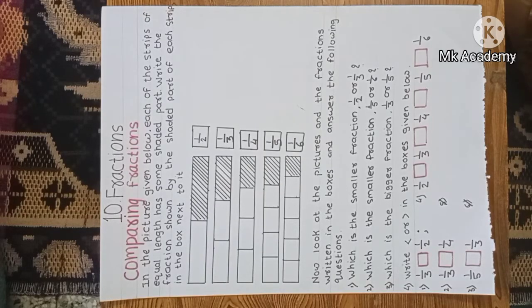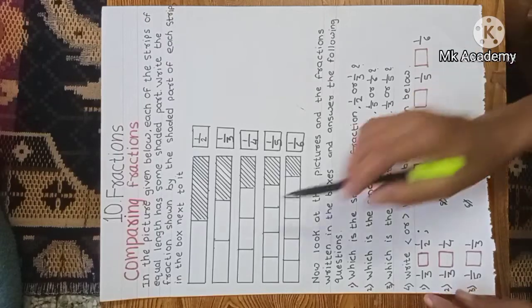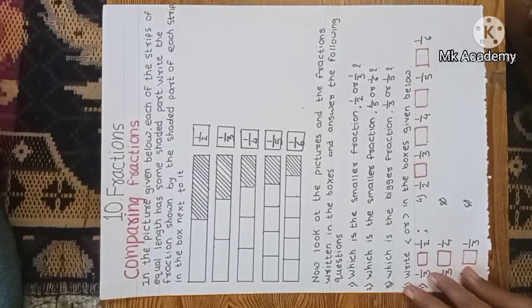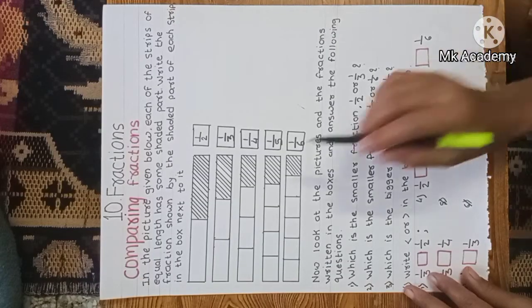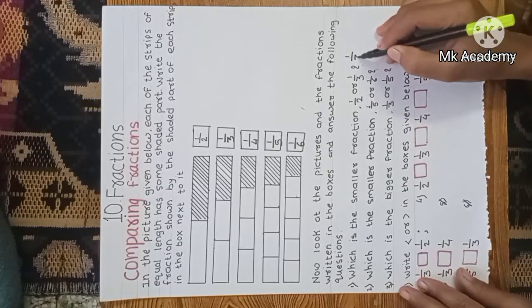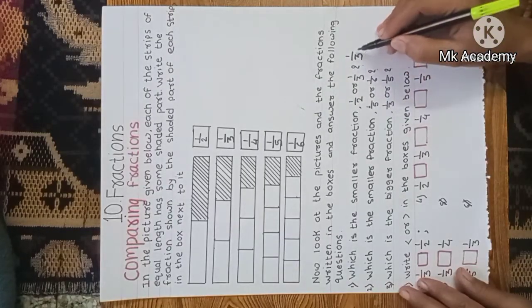Now look at the picture and the fractions written in the boxes and answer the following questions. Depending on this we have to answer some questions. Which is the smaller fraction, 1 by 2 or 1 by 3? See, this is the 1 by 2 fraction and this is 1 by 3. Which is smaller? Yes, 1 by 3 is smaller. 1 by 3 fraction is smaller.